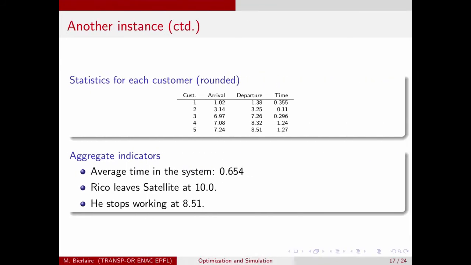And we have collected again the statistics for each customer. I have rounded them, so I have here 5 customers. I have the arrival time, the departure time, and the service time, which is the difference of the two. And again, I can calculate the aggregate indicator. Average time in the system is 0.654. Rico will leave the bar at 10 at the closing of the bar, and actually he stops working at 8:51 if you want to know, which is the departure of the last customer. He's playing on his iPhone the rest of the period.